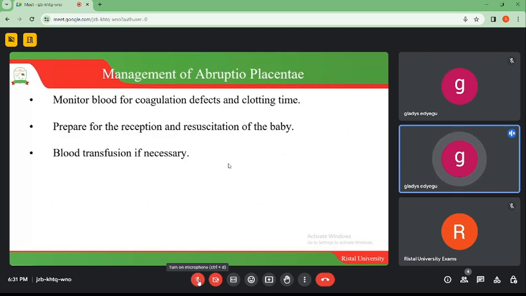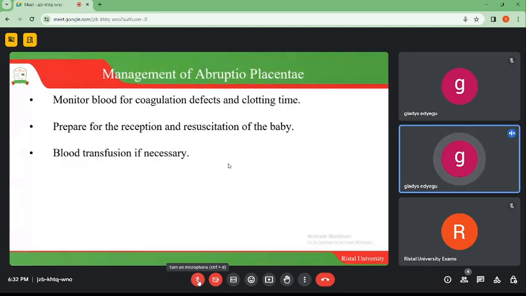Monitor blood for coagulation defects and clotting time. So when the blood fails to clot, that is already a very big problem. Because you may take this mother to theater and the blood fails to clot, and she will bleed and die. So what you need to do is monitor the blood for coagulation defects and clotting time, so that you can know what intervention you are going to give to this mother that can help you save her life.